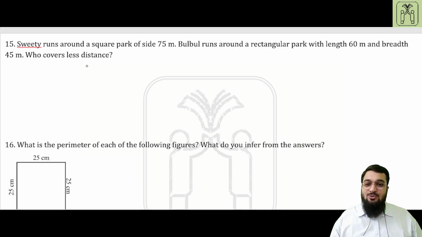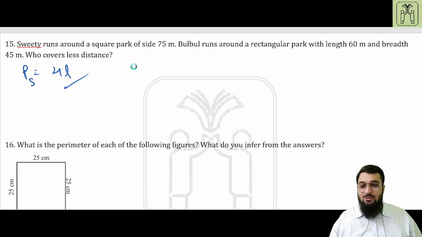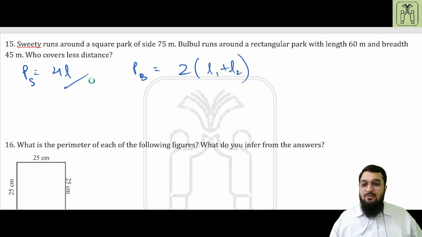The park is a square, so 4L is the perimeter, with side equal to 75 meters, as given. Another person runs around a rectangular park with sides 60 meters and 45 meters, so PB is equal to 2 into L1 plus L2. Who covers less distance? We just have to calculate and subtract. So PS is equal to 4 into 75. 75 into 2 is 150, into 2 is 300. So this is 300 meters.